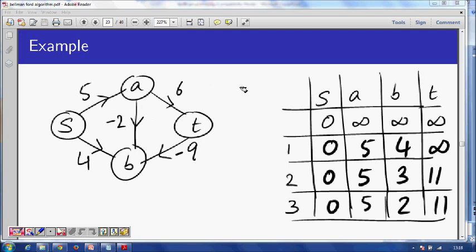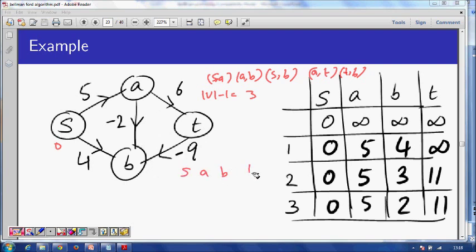Now let's see. These are our edges, in this order: SA, AB, SB, AT and TB. Initially, how many nodes are there? 4 nodes, so I will run 3 times. |V| minus 1 is equal to 3. There are 1, 2, 3, 4 nodes, so I will run 3 times, and in this order I will relax the edges. Let's see what will happen.